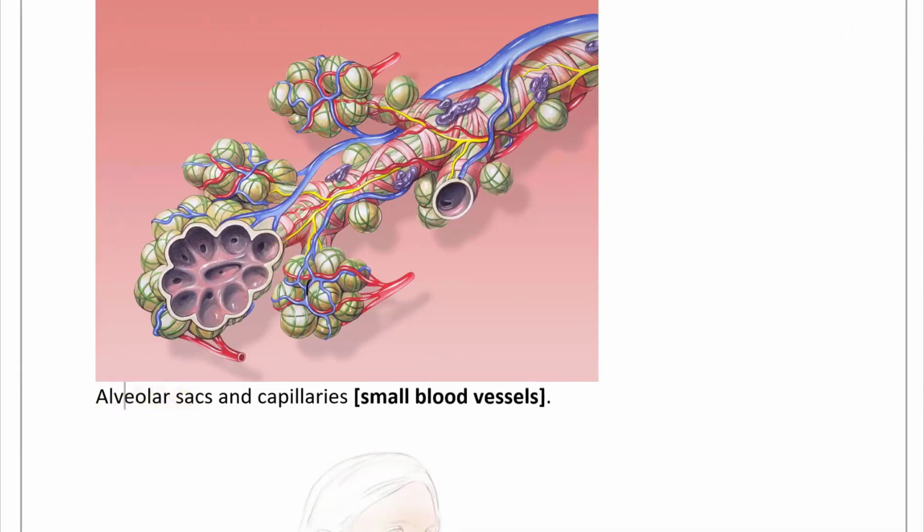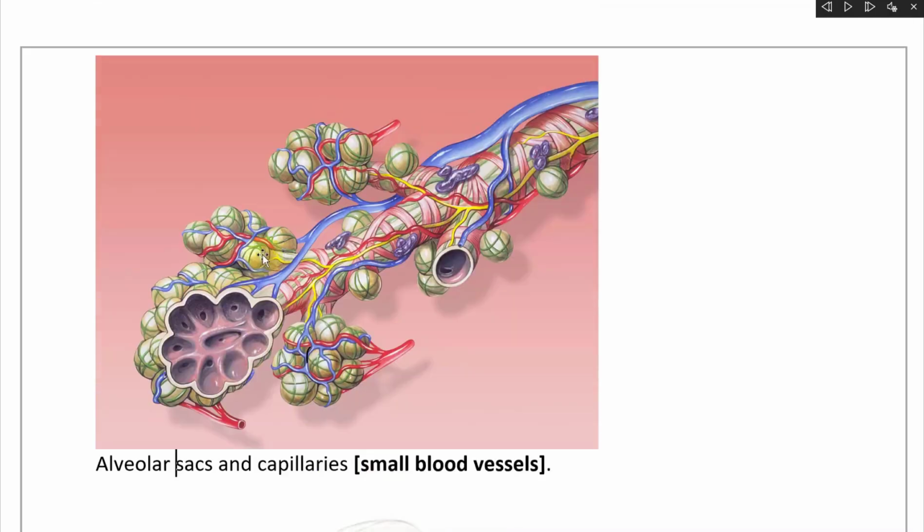See the pronunciation here. Alveolar sac. Yeah, so the alveolar sacs and capillaries. These are small blood vessels, and those are all interlinked around them, which is quite interesting. So there's how the sacs look as an animation there.